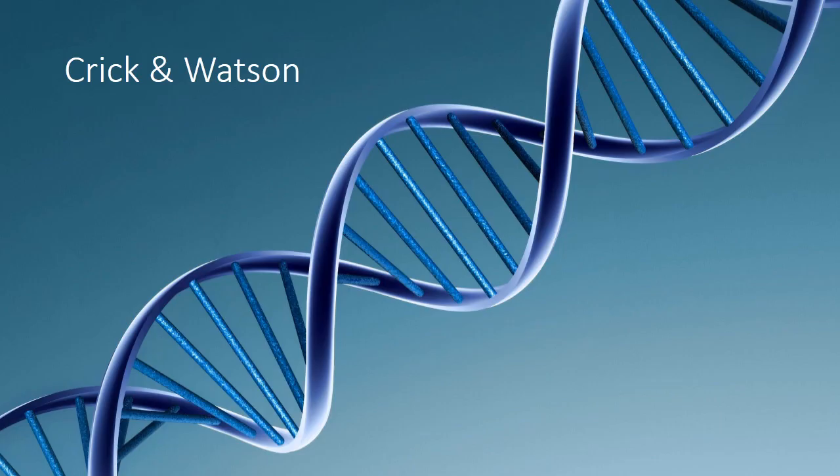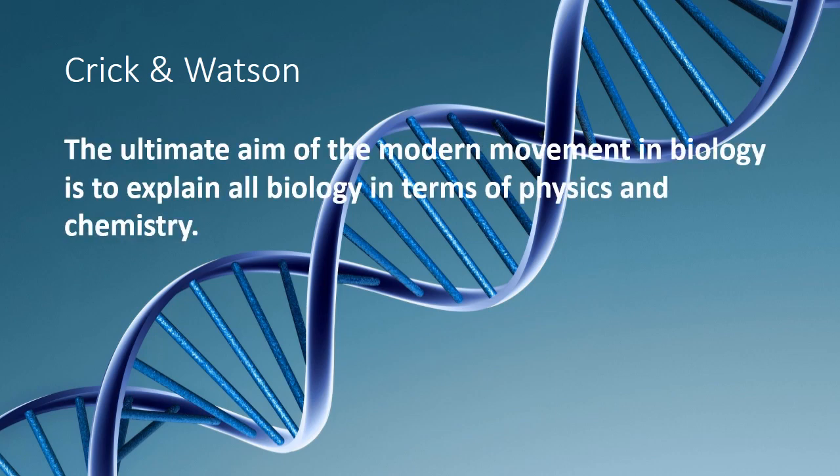Have a look at what Crick and Watson had to say. Sir Francis Crick and Dr. Watson were awarded a Nobel Prize because they were able to decode the DNA structure. And back in 1966, this is what Francis Crick had to say. The ultimate aim of the modern movement in biology is to explain all biology in terms of physics and chemistry. Quite a strong view of the mechanist reductionist philosophy that still rules over the minds of medical practitioners other than homeopaths. This passage is taken from a book which he wrote in 1966 called Of Molecules and Man.